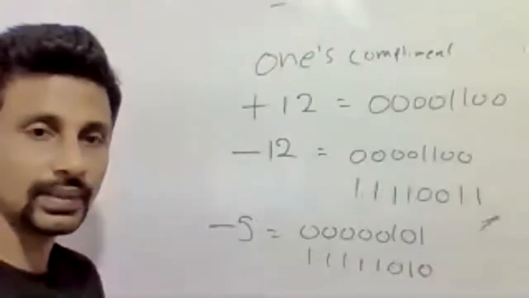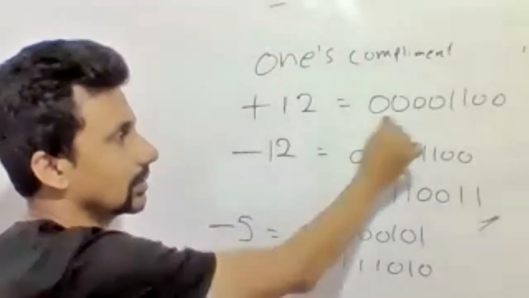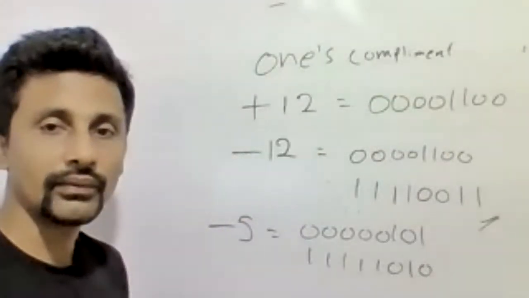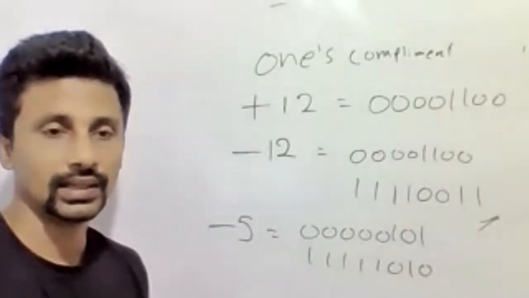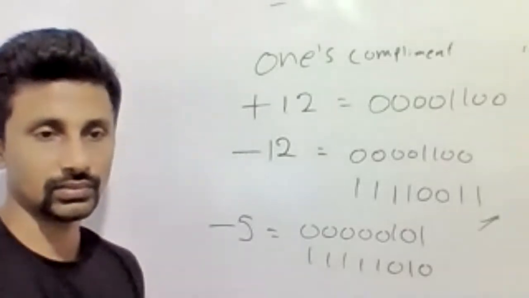Find the positive value and flip the bits. If it is only positive, we just write it down. You don't flip the bits. Once it is negative, what we do is find the positive value and flip the bits. So take down those two examples.